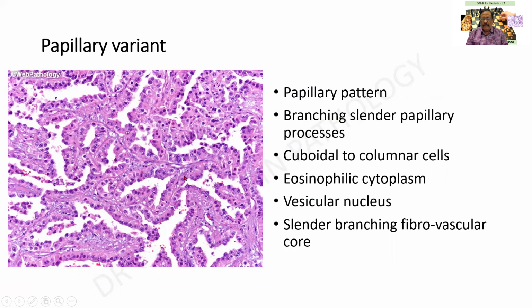One more variant, I find that the tumor cells are all arranged in branching finger-like projections, which is called a papillary pattern. Branching, slender papillary processes. And the tumor cells are cuboidal to columnar. They have an eosinophilic cytoplasm, vesicular nucleus. Vesicular means it allows light to pass through. And there is a branching fibrovascular core. This is called a papillary variant of renal cell carcinoma.